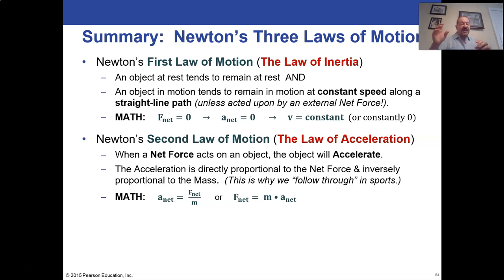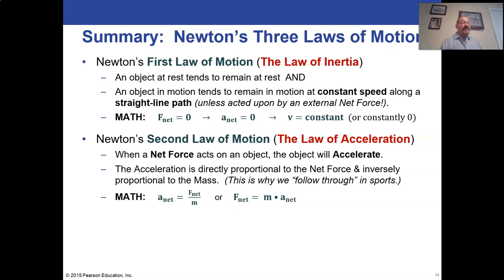So in the case of acceleration and force, increase acceleration, you'll increase force. Decrease acceleration, you'll decrease force. Decrease force, you'll decrease acceleration. They work hand in hand. Change either one, they work in the same direction, up or down together.